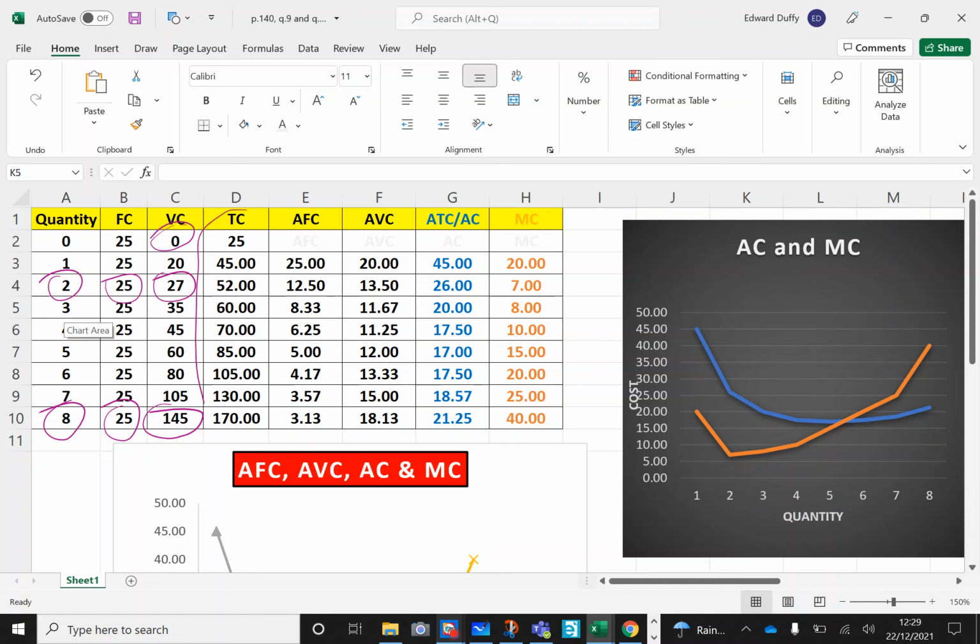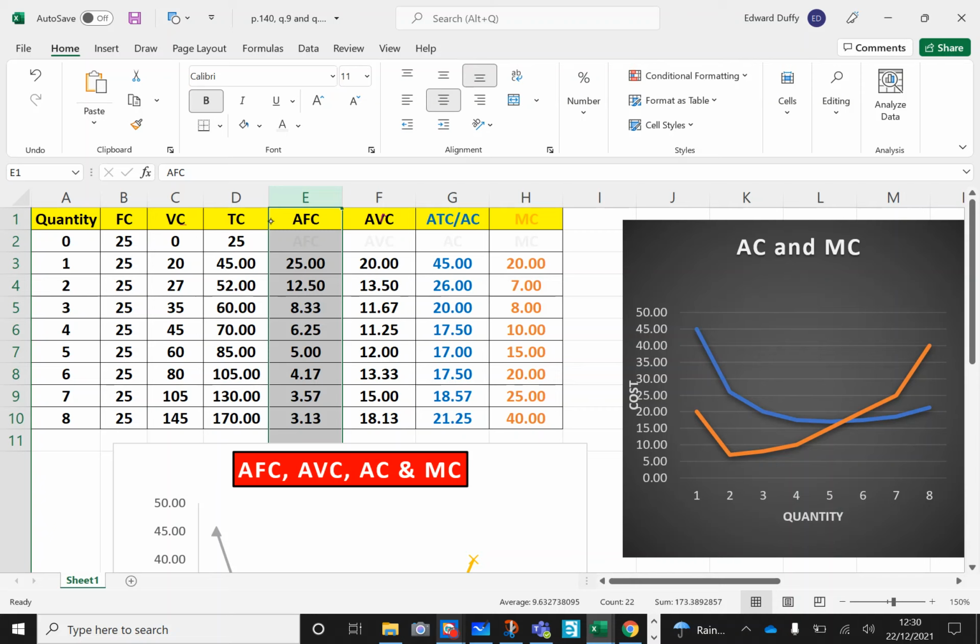So this column then just shows the total cost. So in other words, it's fixed cost plus variable cost equals total cost. And right the way down the line then, you just add fixed cost in each case to variable cost to get total cost. Now the curves are derived from the average of these things, the average fixed cost, the average variable cost, the average total cost.